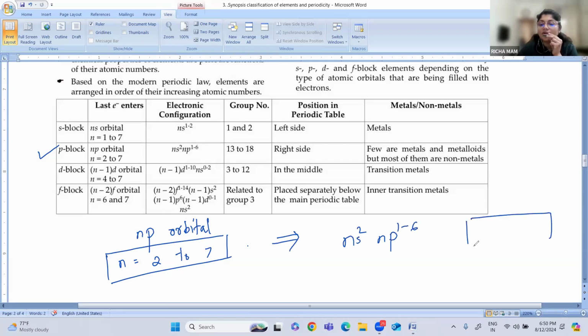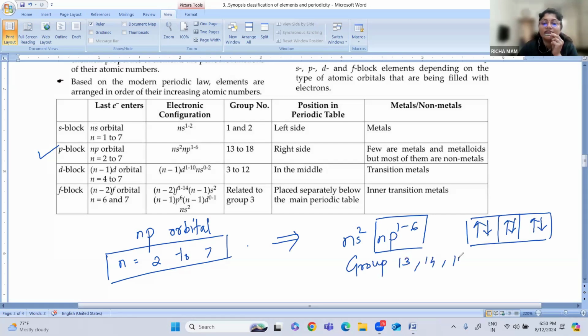So the maximum number of electrons which can be filled in p orbitals is how many? 6, right? So the electron filling can take place from 1 to 6. Which are the groups falling in the p block elements? It is from group 13, 14, 15, 16, 17 and 18. So these are the 6 groups which fall into the p block elements.